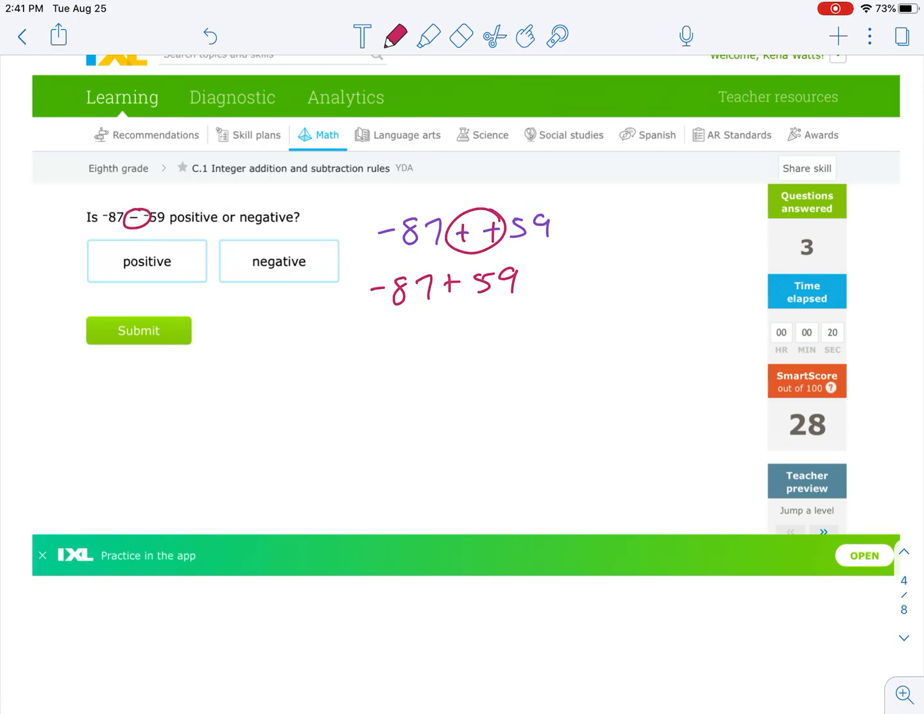Okay? So now the signs are different. I've got a -87 and a +59. So if I just look at 87 and 59, which number is bigger? The 87 is bigger. So the 87 is negative. So my answer is going to be negative.